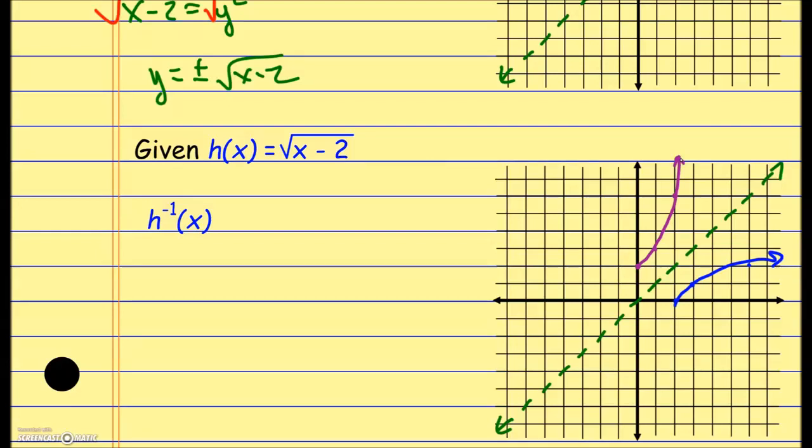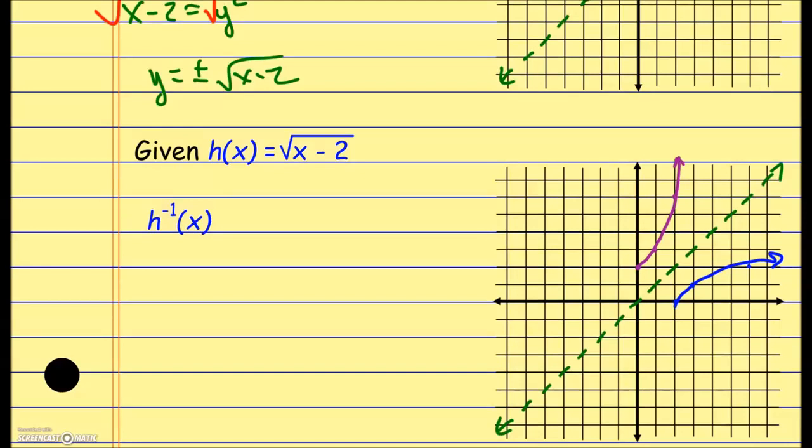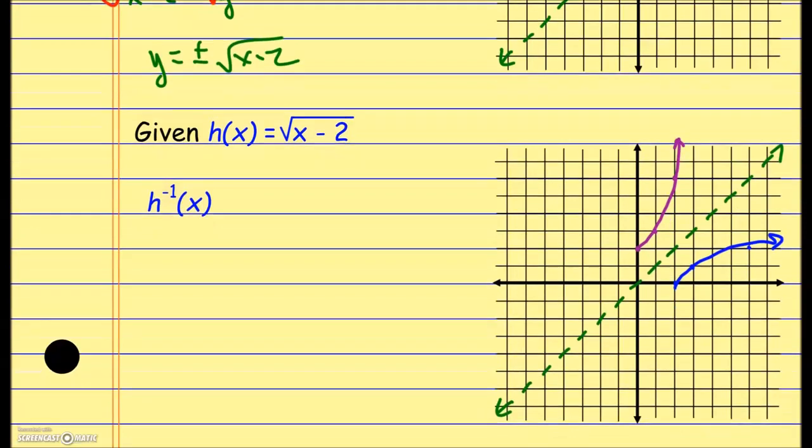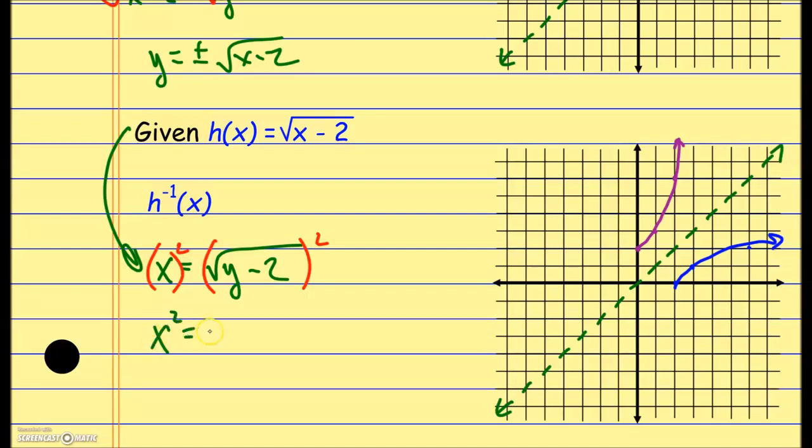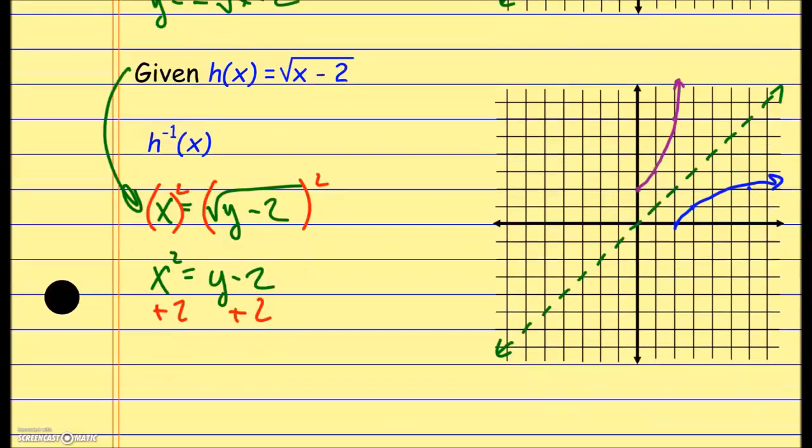Okay? And so let's see how that translates into actually finding the inverse algebraically. To find this inverse algebraically, I'm just going to take this guy down here and switch the x and the y. So this was y equals the square root of x minus 2, so I'm going to do x equals the square root of y minus 2. And now when I solve this, I square each side. So that's going to give me x squared equals y minus 2. And now I add the 2 to each side. And when I do that, I find out that my inverse is going to be x squared plus 2.